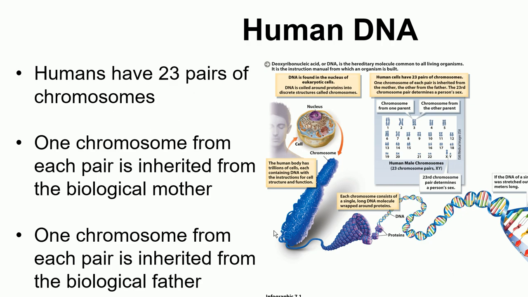As I said, every species has a specific number of chromosomes. Humans have 23 pairs of chromosomes. It's very important to understand this concept that the chromosomes are in pairs. In every pair, which has two chromosomes, one chromosome comes from the mother and the other chromosome comes from the father.